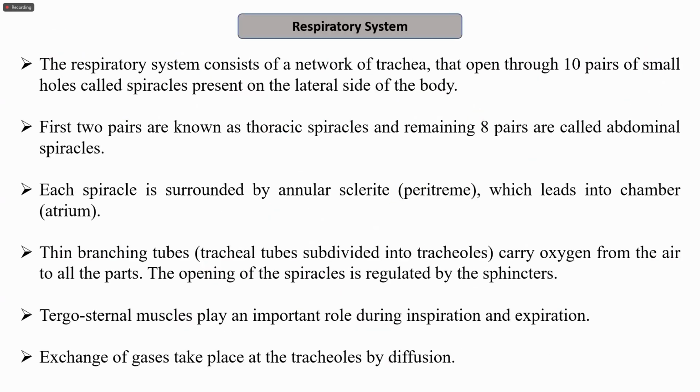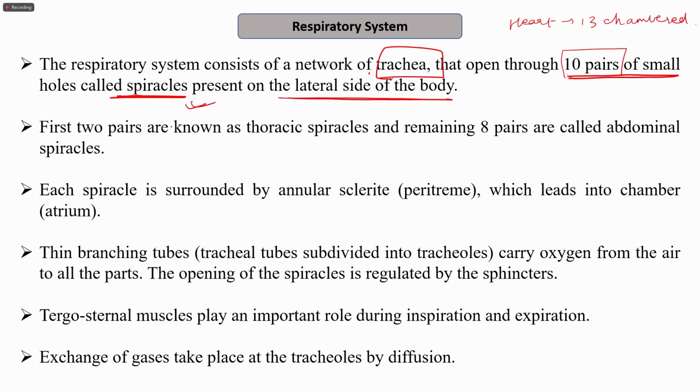The next is the respiratory system. The respiratory system contains a pair of tracheae that open through 10 pairs of small holes called spiracles. Do not mix the numbers. The heart is 13 chambered, consisting of 13 segments. Spiracles are the holes, 10 pairs of small holes, present on the lateral side of the body. The first 2 pairs are known as thoracic spiracles, and the remaining 8 are known as abdominal spiracles.